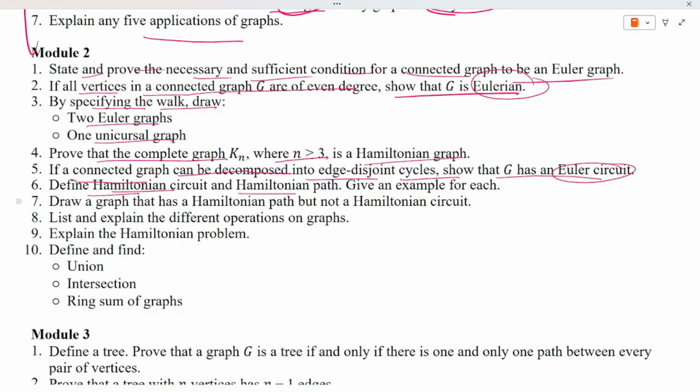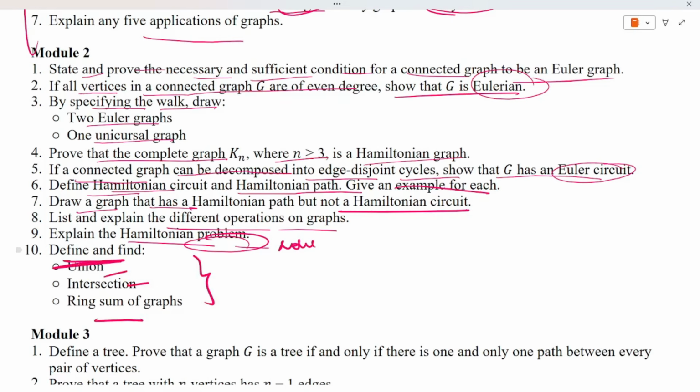Hamiltonian circuit, you have to define it, and a Hamiltonian path with an example. Next, draw a graph that has a Hamiltonian path but not a Hamiltonian circuit. You have to show that using a graph. And next, list and explain the different types of operations on graphs. And next, explain the Hamiltonian problem, and if they give a problem you have to solve it. And next, define union, intersection, and ring sum of graphs, and you have to find them.